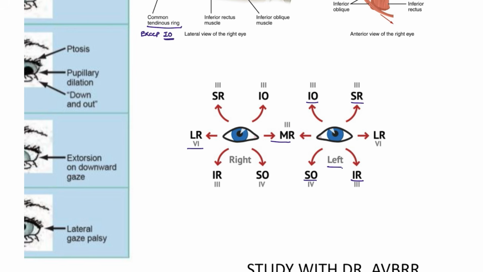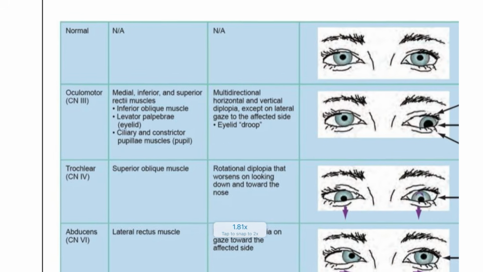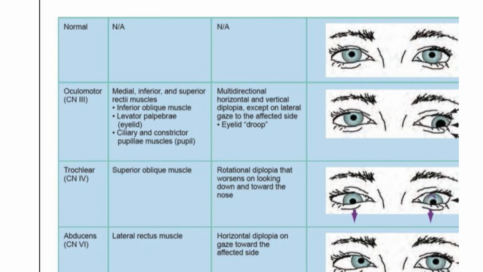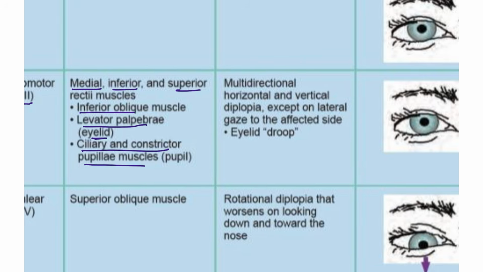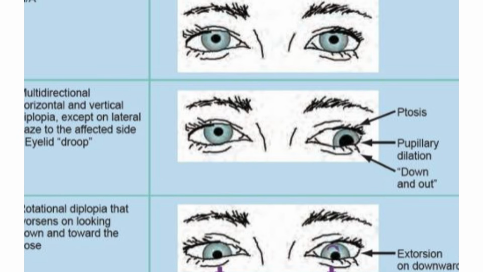And cranial nerve palsy can be seen. For example, let's say the patient presents with oculomotor nerve 3 palsy. As we discussed, all the muscles are supplied by the oculomotor nerve. So the patient will have involvement of medial rectus, inferior rectus, superior rectus, inferior oblique, the levator palpebrae muscle, which is the eyelid, and the ciliary constrictor muscles too. So they will have all kinds of symptoms. For example, the patient has ptosis, pupillary dilatation, and the eye is down and out.